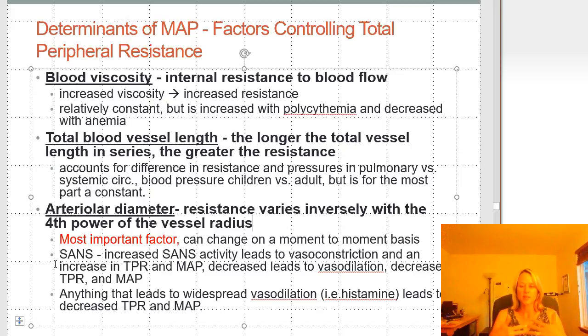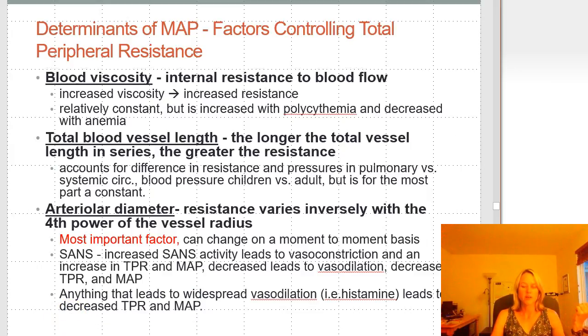There is also anything that can lead to vasodilation, such as histamine. So say with anaphylactic shock, the massive release of histamine causes widespread vasodilation, and that's going to lead to a decrease in total peripheral resistance and a decrease in mean arterial pressure. So those are the things that control total peripheral resistance.